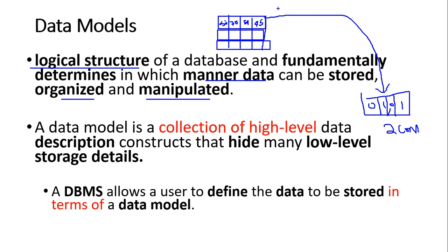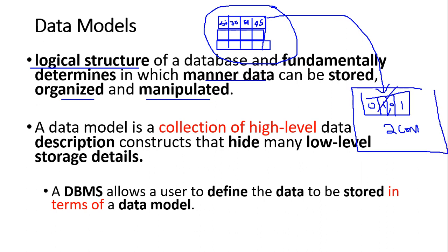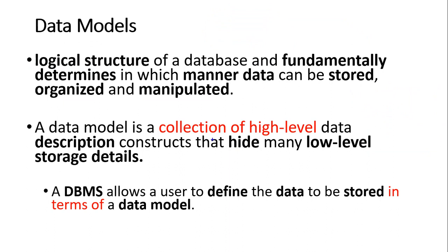Now this model, if I say that the data is stored in a tabular form, this is a simpler view of the complicated real storage. So that is the meaning of it. So a data model is a collection of high level data description. This is at the high level. What is the meaning of saying high level? It is a simpler way. So I hope everybody is familiar with this idea.